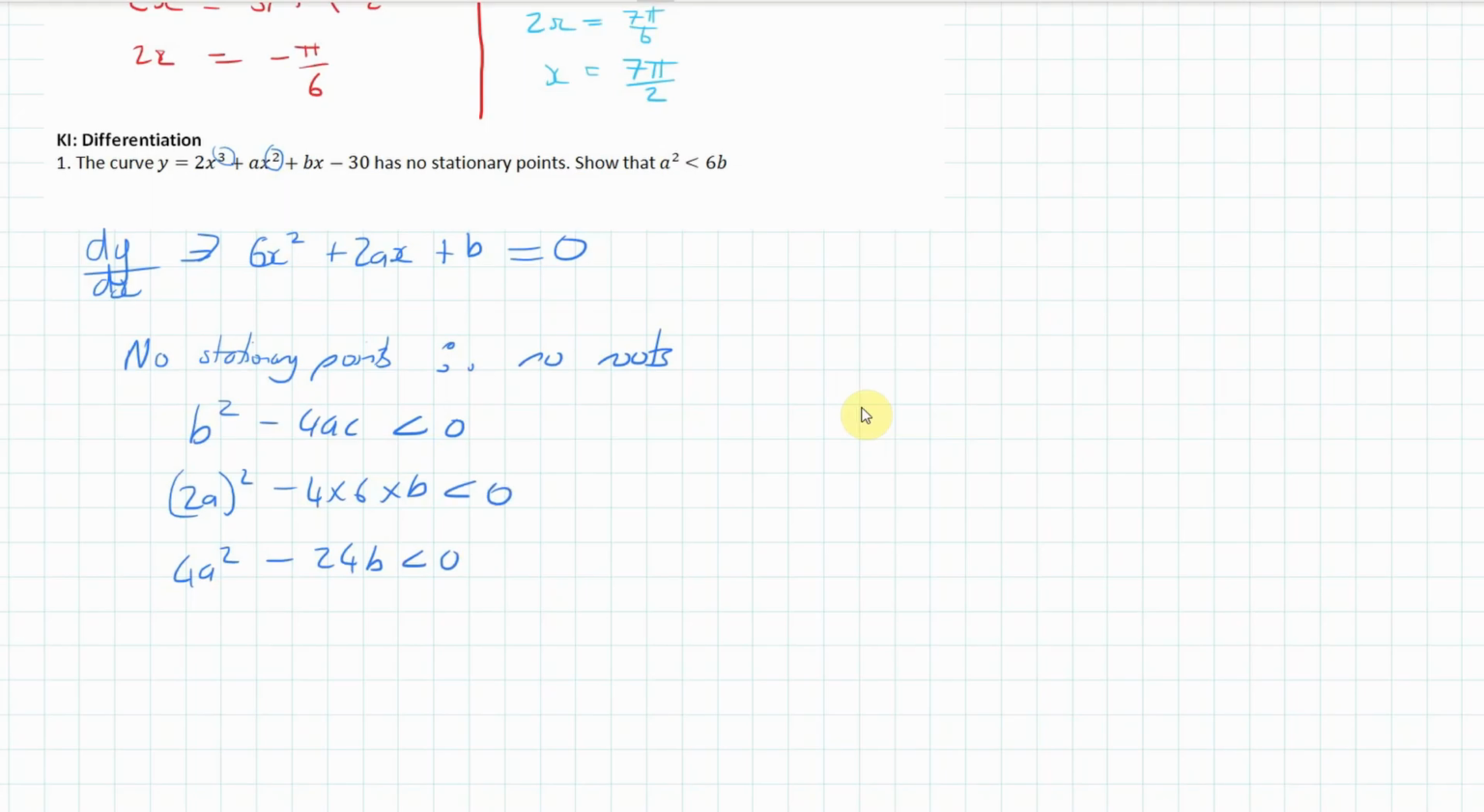Sorry, I should have had a less than 0 there. Then I'm going to go 4a squared is less than 24b because I'm adding 24b to both sides. I divide by 4 and I get a squared is less than 6b.